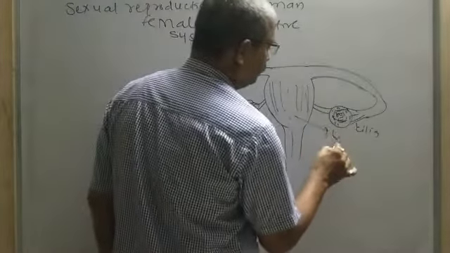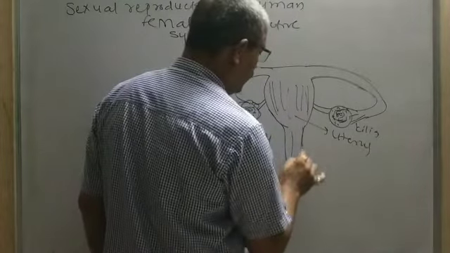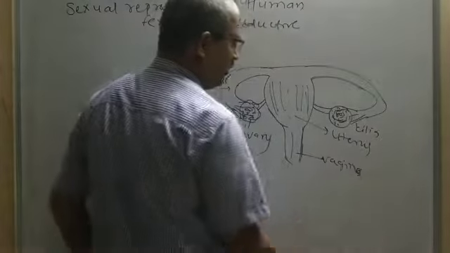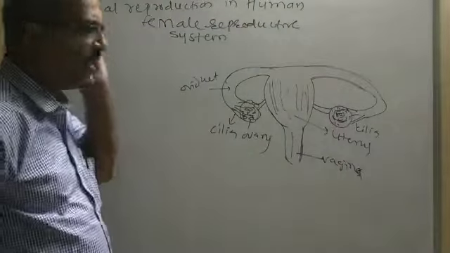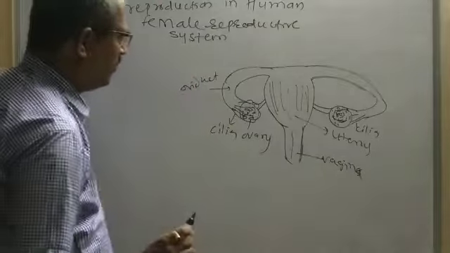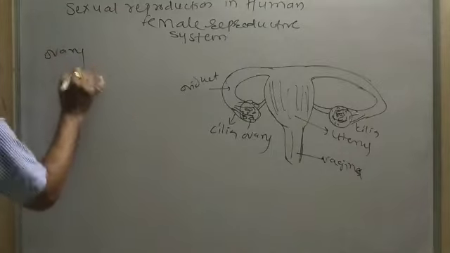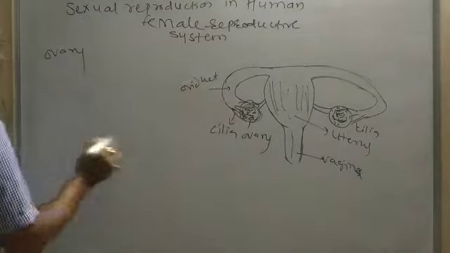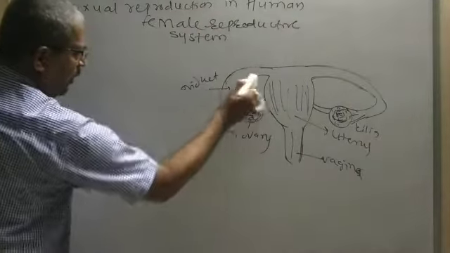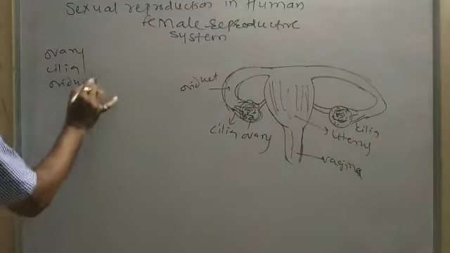Now, the uterus, and this part is called the vagina. You may refer to your textbook also. I have drawn a rough diagram here. Then, what are the parts of the female reproductive system? Just we will see the ovary. These are the ovaries. Then the cilia. Now this tube-like part is called a fallopian tube, or an oviduct.